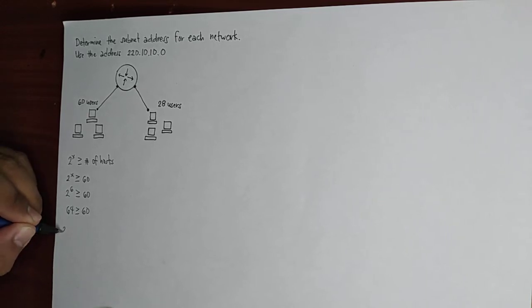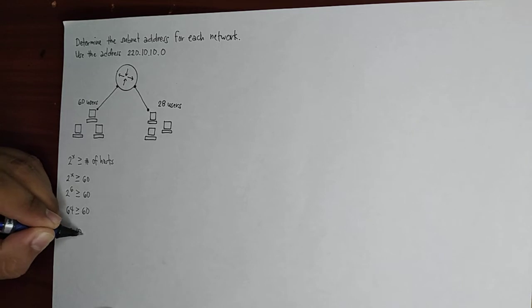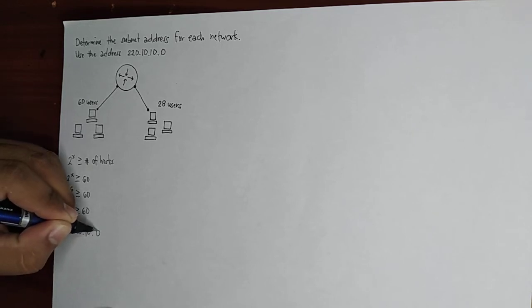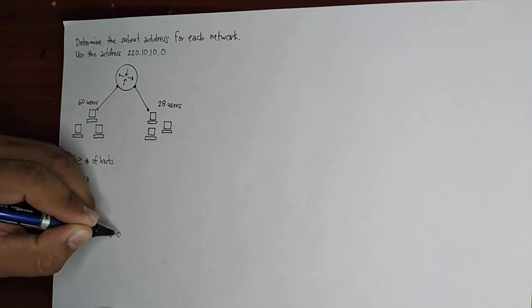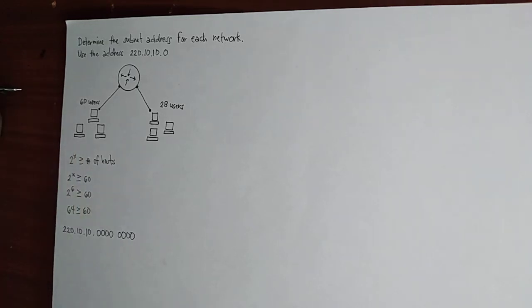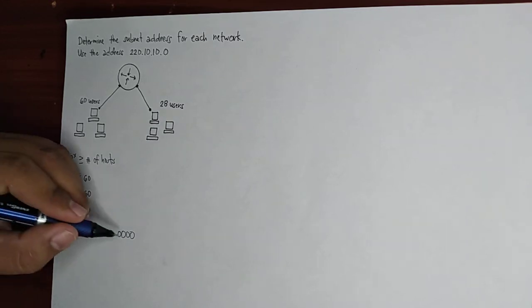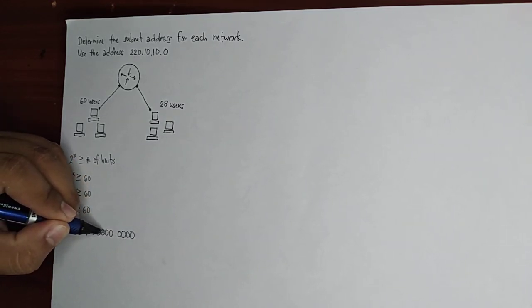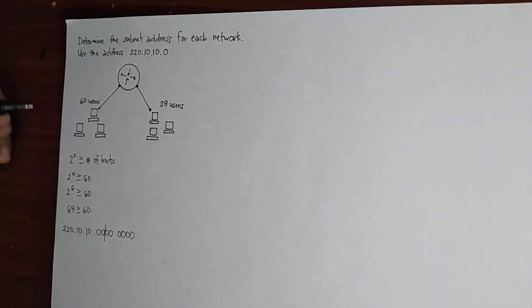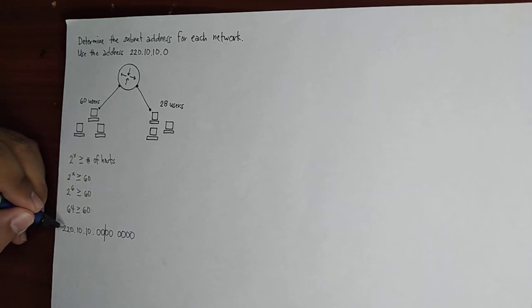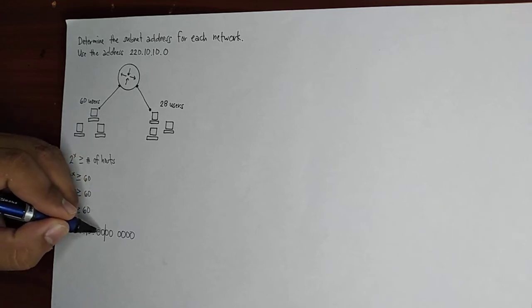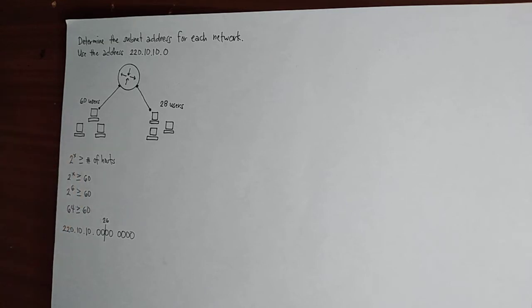From the address 220.10.10.0, here we will use the binary notation. From the rightmost side we will get 6 bits: 1, 2, 3, 4, 5, 6. So the address now would become, this is 8, 16, 24, 25, 26, so this is a slash 26 address. We know also that the hop to the next subnet address is our 64.